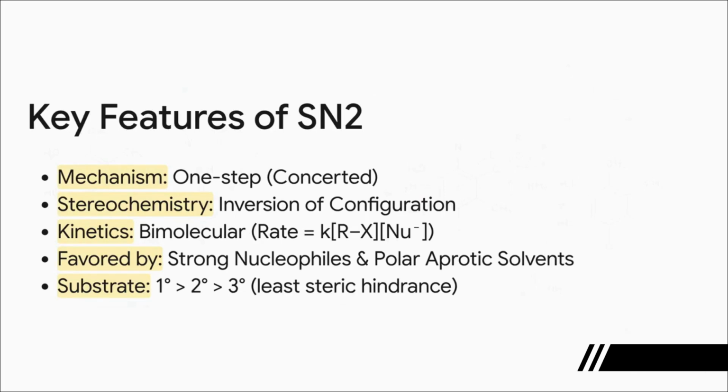So let's break down the must-know facts for SN2. It's a one-step mechanism, no intermediate. The stereochemistry is super important. You get an inversion of configuration. The best analogy is an umbrella flipping inside out in a strong gust of wind. The rate of the reaction depends on both the haloalkane and the nucleophile. That's why we call it bimolecular. It absolutely loves strong nucleophiles and polar aprotic solvents like acetone or DMSO. And here's the golden rule. It works best on substrates that are the least crowded. So primary is fantastic, tertiary is a no-go.